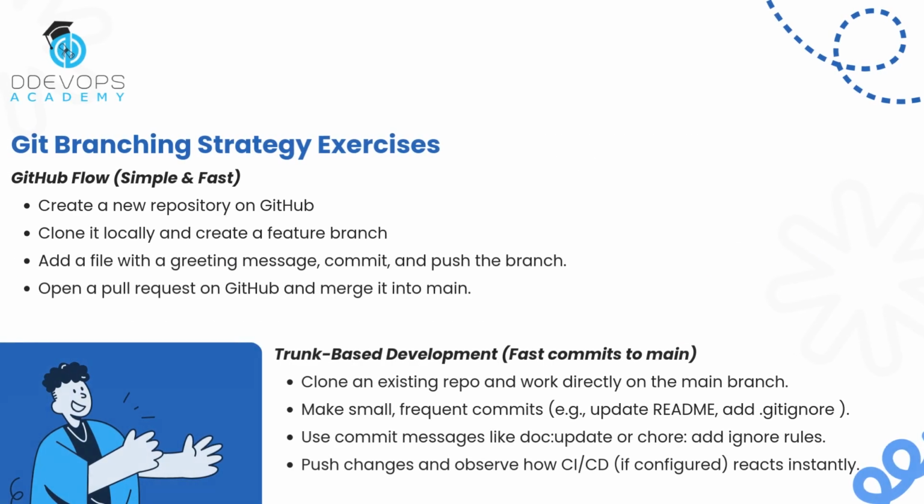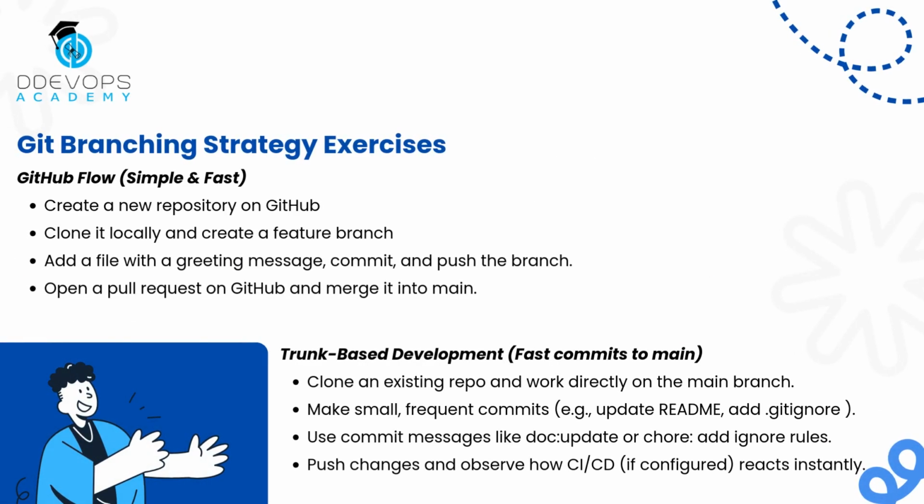Let's practice 2 popular Git workflows. First, GitHub Flow. Create a new repository, clone it locally, and start a feature branch. Add a greeting file, commit, and push. Then, open a pull request and merge it into main, simple and fast.